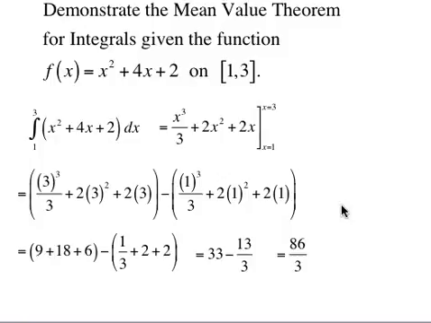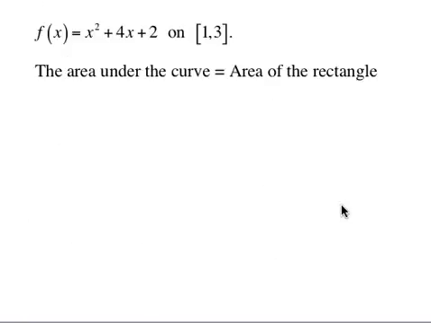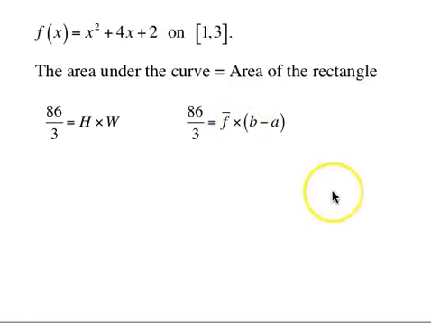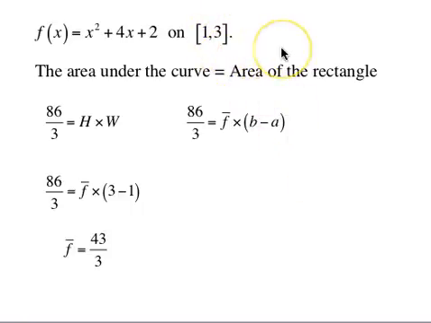The area under the curve should be the same as the area of the rectangle, which is height times width. So area under the curve is our 86/3. Area of the rectangle is the height times the width. The height is the average value of the function. The width from 1 to 3, b minus a, 3 minus 1, is just going to give me 2. So we have 86 thirds is f bar, the average value, times 2, which will give me 43 thirds as our average value of this function on the interval from 1 to 3.